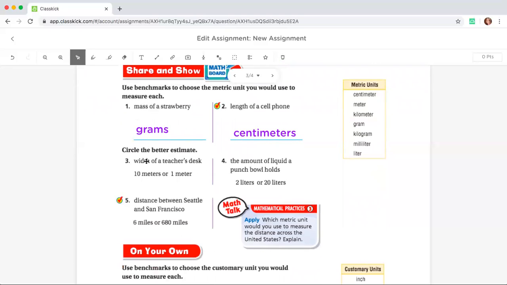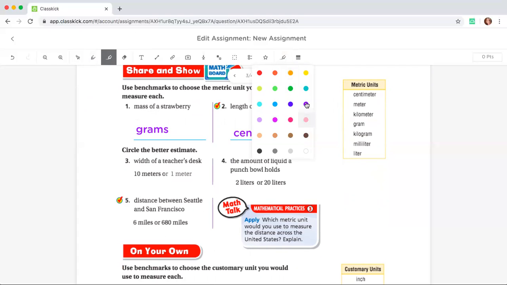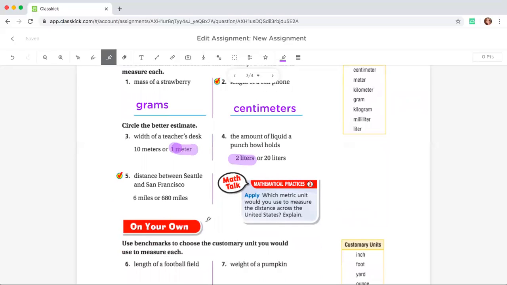Circle the better estimate. The width of my desk at school would be 10 meters or 1 meter. Definitely, whoops, and I have the wrong color. Let me get a color you can see. 1 meter, okay? The amount of liquid a punch bowl holds, 2 liters or 20 liters, probably closer to 2, okay? 20 would be a lot of liquid. That would have to be a really big punch bowl.